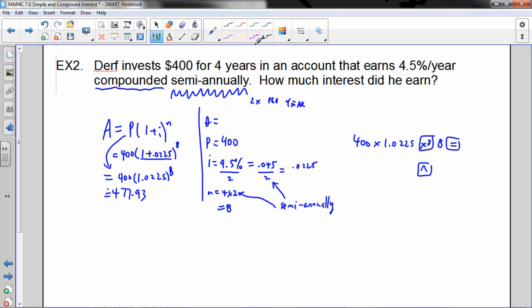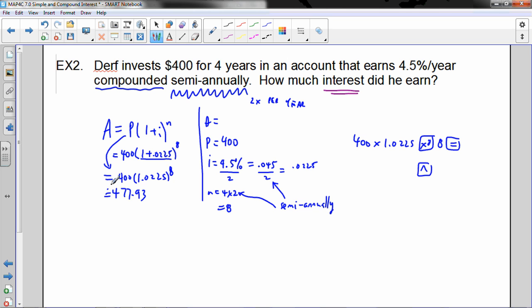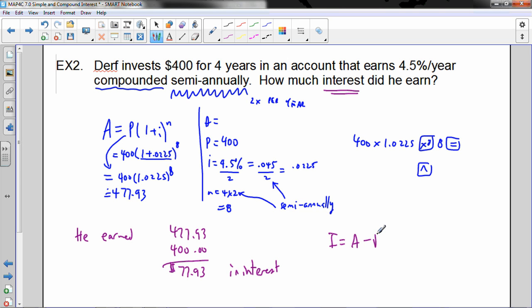Notice we weren't asked that, actually. We were asked how much interest does he earn. Well, this is how much was in the account. How much interest did he earn? Well, if we take off the original $400 that he invested, how much interest did he earn? $77.93, right? And I know your textbook probably has something silly like interest equals A minus P, but this formula here just kind of makes sense, I think.